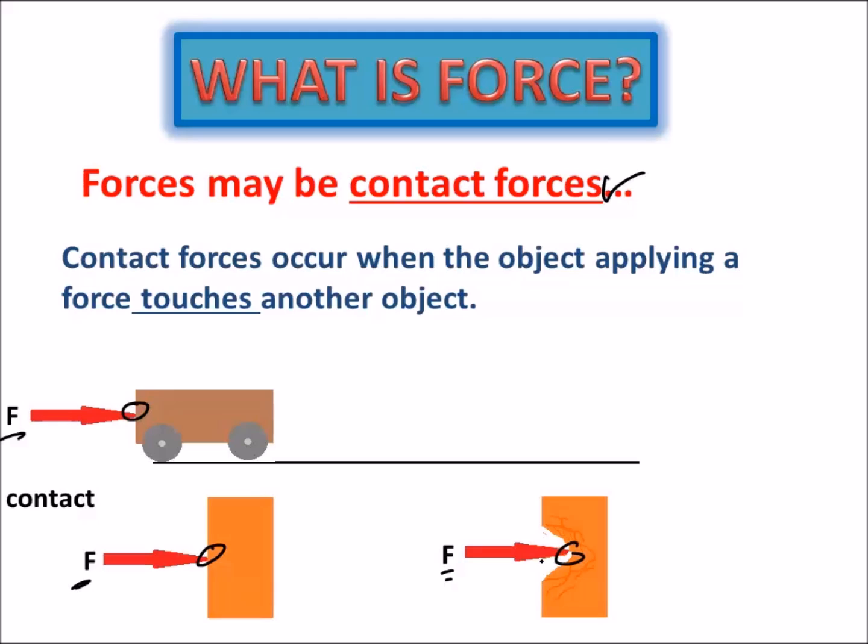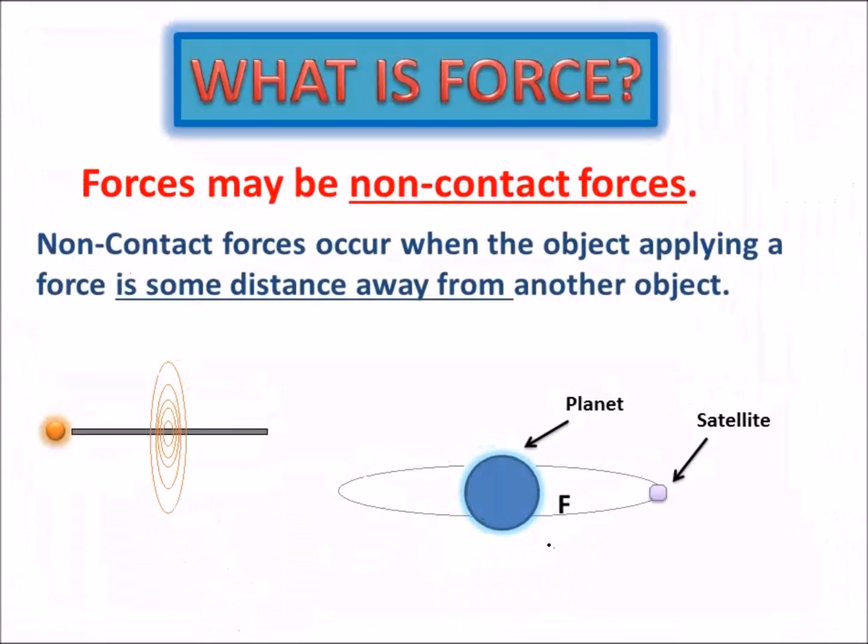So contact forces are forces that occur when the object applying the force touches another object, in this case the wagon or the can. But that's not always the case. Some forces are what are referred to as non-contact forces. And a non-contact force happens when the object applying the force is doing so from some distance away from another object.